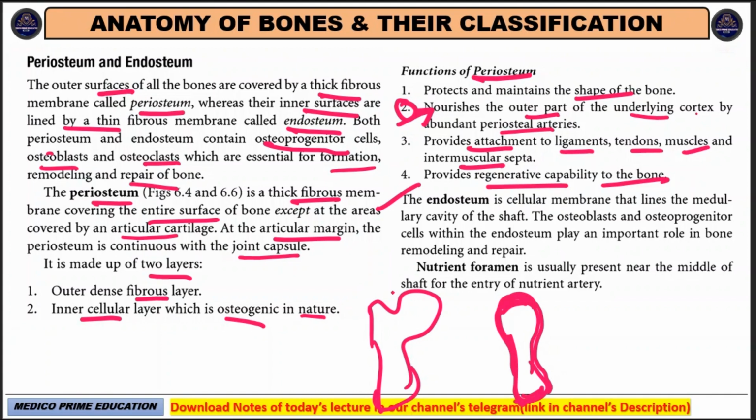One more thing: the nutrient foramen is present near the middle of the shaft. The nutrient foramen is a feature of the long bone, a foramen through which the nutrient artery enters and supplies blood to the bone. So the nutrient artery goes inside through the nutrient foramen.